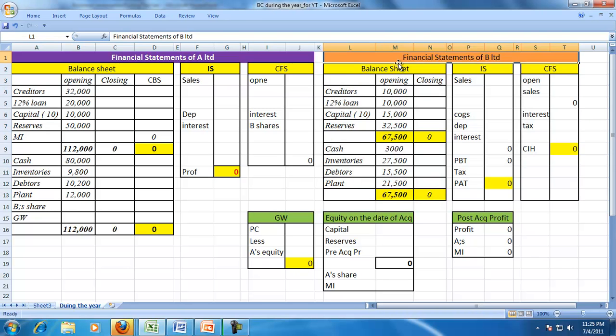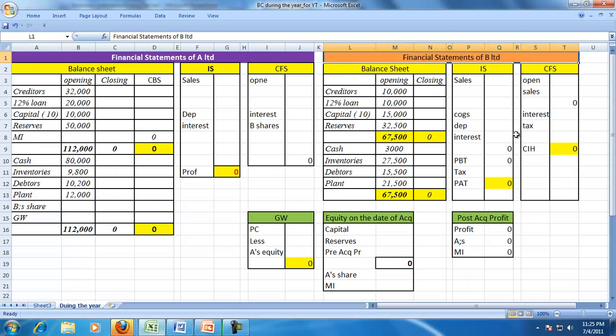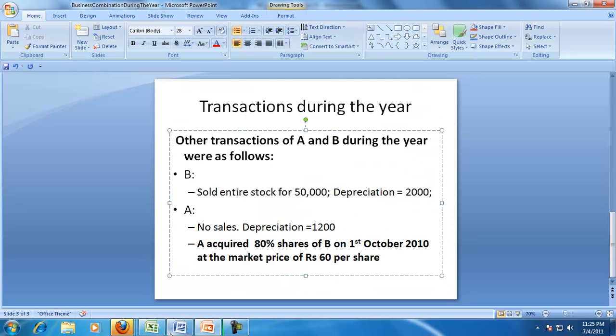Let us first prepare the balance sheet, income statement and cash flow for B. If you see the transaction, they sold the entire stock for 50,000. So as usual, we have to prepare the financial statement, opening cash. The sales is 50,000. Let us assume that the sales is for cash, and whenever there is a sale, there has to be cost of goods sold. The entire stock is sold, so there is no stock left by the end of the year. And there is a depreciation of 2,000.